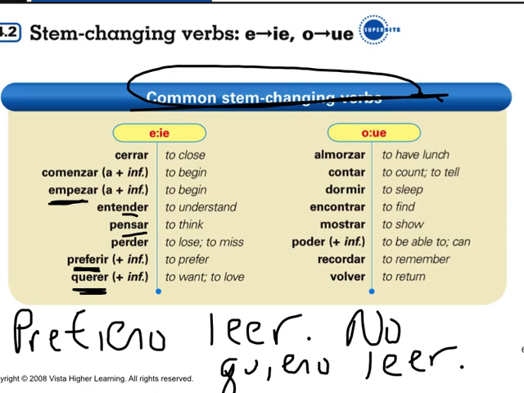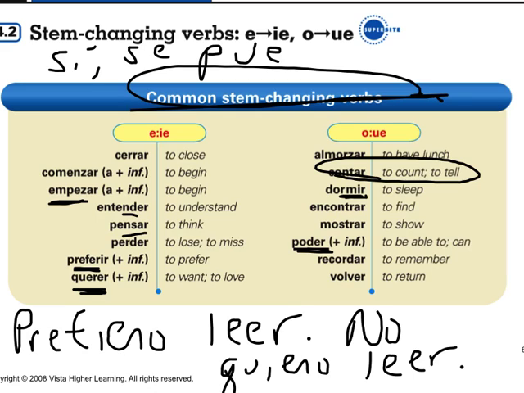Then we have O to UE, almorzar, contar. Very good verb right here, contar. Because I will be asking you every week, cuenten las tarjetas. Dormir, you know dormir, favorite activity of all of you. Encontrar, mostrar. Then we have poder. Si se puede, si se puede. Don't forget this famous expression. Si se puede. A lot of times it's followed by the infinitive.